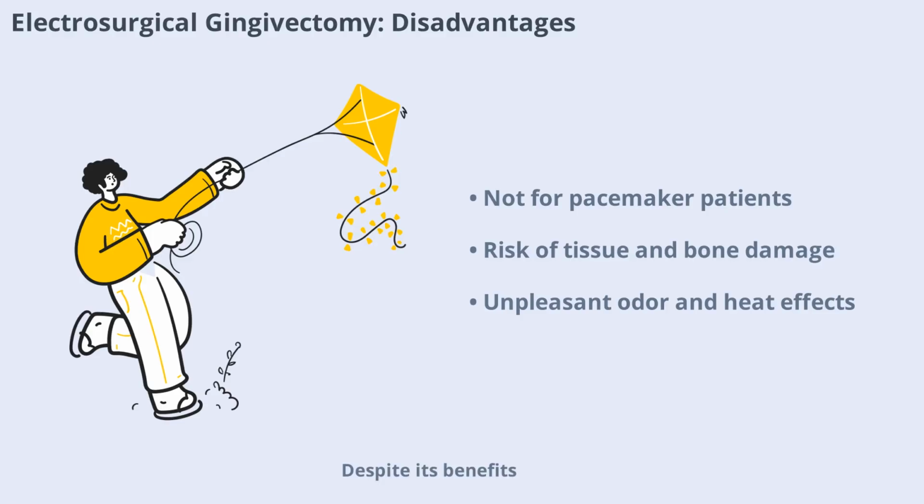Despite its benefits, electrosurgical gingivectomy has some disadvantages. It cannot be used in patients with poorly shielded cardiac pacemakers due to the risk of interference. The procedure may produce an unpleasant odor, and accidental contact with bone can cause irreparable damage. Additionally, the heat generated can lead to tissue damage and cemental necrosis, so careful technique is essential.